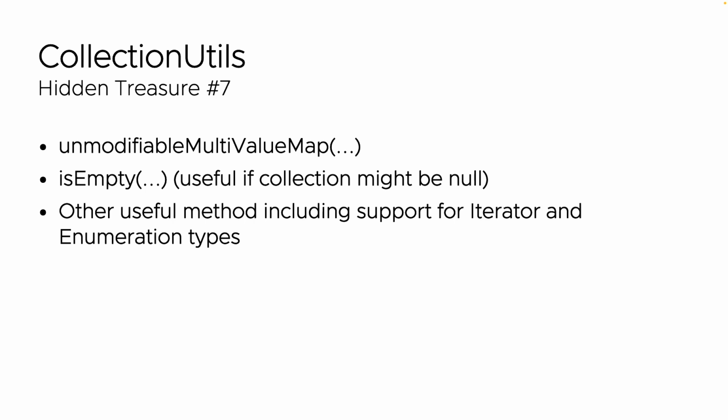And we had an isEmpty method, which is quite useful if you've got something that may be null. So you're probably used to saying, you know, if list.isEmpty, but what if your list is null? Then you get a null pointer exception. Whereas if you use CollectionUtils.isEmpty and pass in the list, then it will deal with the null and you won't get a null pointer exception. It will say, yeah, null is empty. And there's a whole bunch of other useful methods that you should go and look at the class Javadoc for.